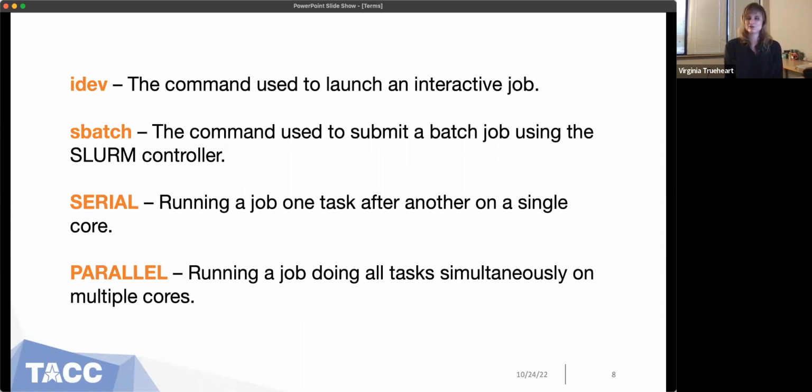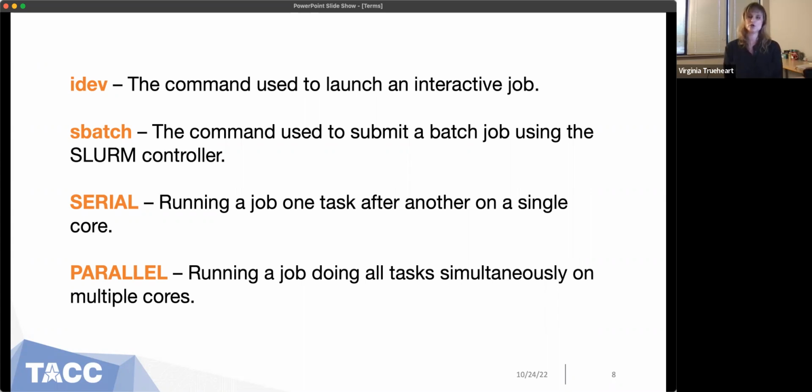You can also run jobs serially or in parallel. This gets into the coding end of how jobs are run at TAC. Serial jobs are run as one task on a single core of a node. Nodes like the SKX nodes have 48 cores per node. So for a serial job, you could run one task on one of those 48 cores and then run another task on that same core after the first task is done. So they follow in a serial line until each task is completed and the job is done.